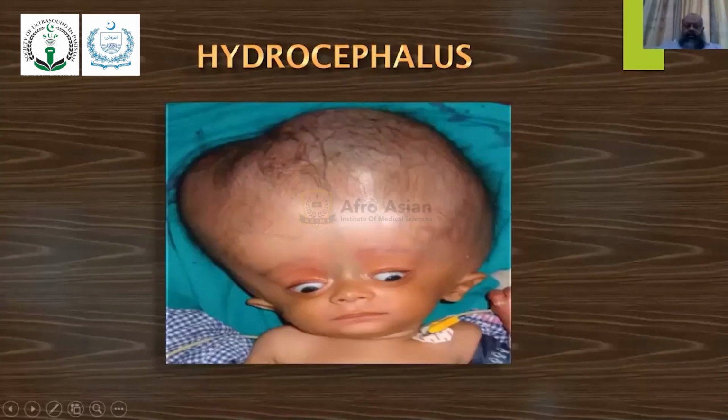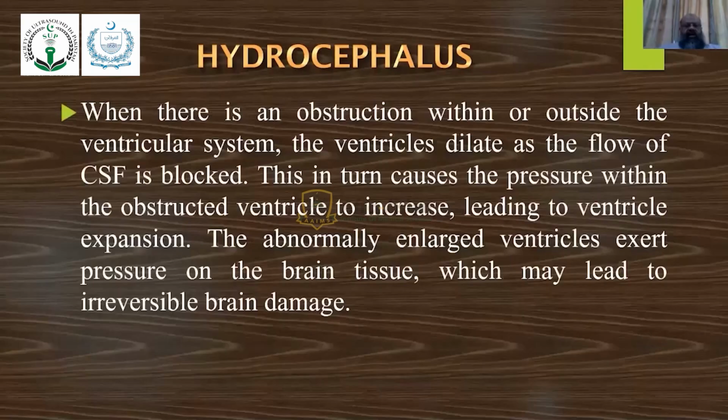Then is hydrocephalus. When there is an obstruction within or outside the ventricular system, the ventricles dilate as the flow of CSF is blocked. This in turn causes the pressure within the obstructed ventricles to increase, leading to ventricular expansion. So nowadays we have replaced the term of hydrocephalus with ventriculomegaly, and we have its types which are mild, moderate, and severe. But still, for ventriculomegaly, the common term which is used is hydrocephalus, means large head with water inside. The abnormally enlarged ventricles exert pressure on the brain tissue, which may lead to irreversible brain damage.